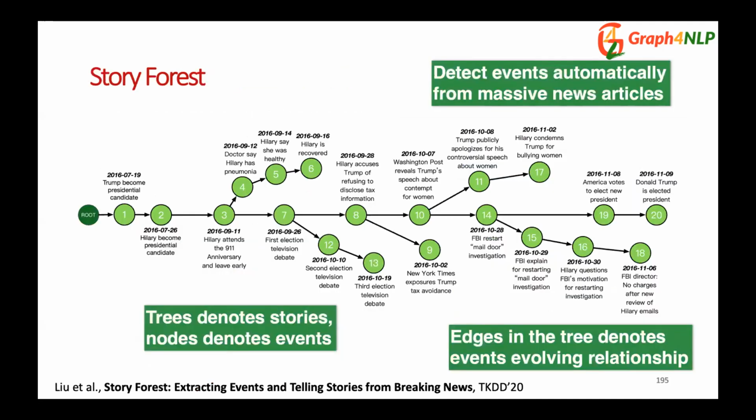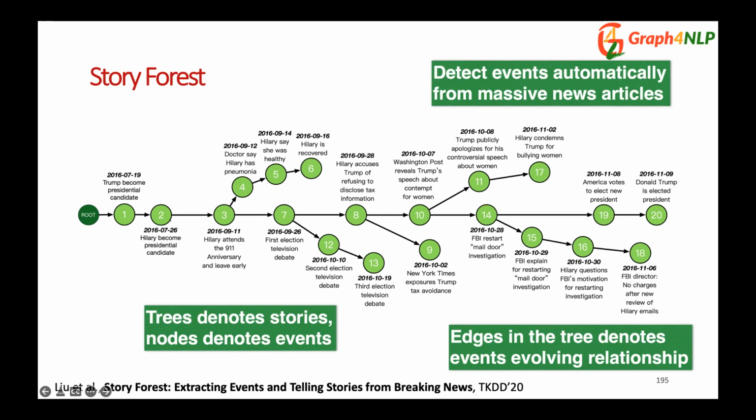In the work about the Story Forest system, we propose to cluster the news articles focusing on the same event into an event cluster, and then we organize the correlated events into a tree format, which we call a story tree. For example, here is a story tree about the 2016 United States presidential election.